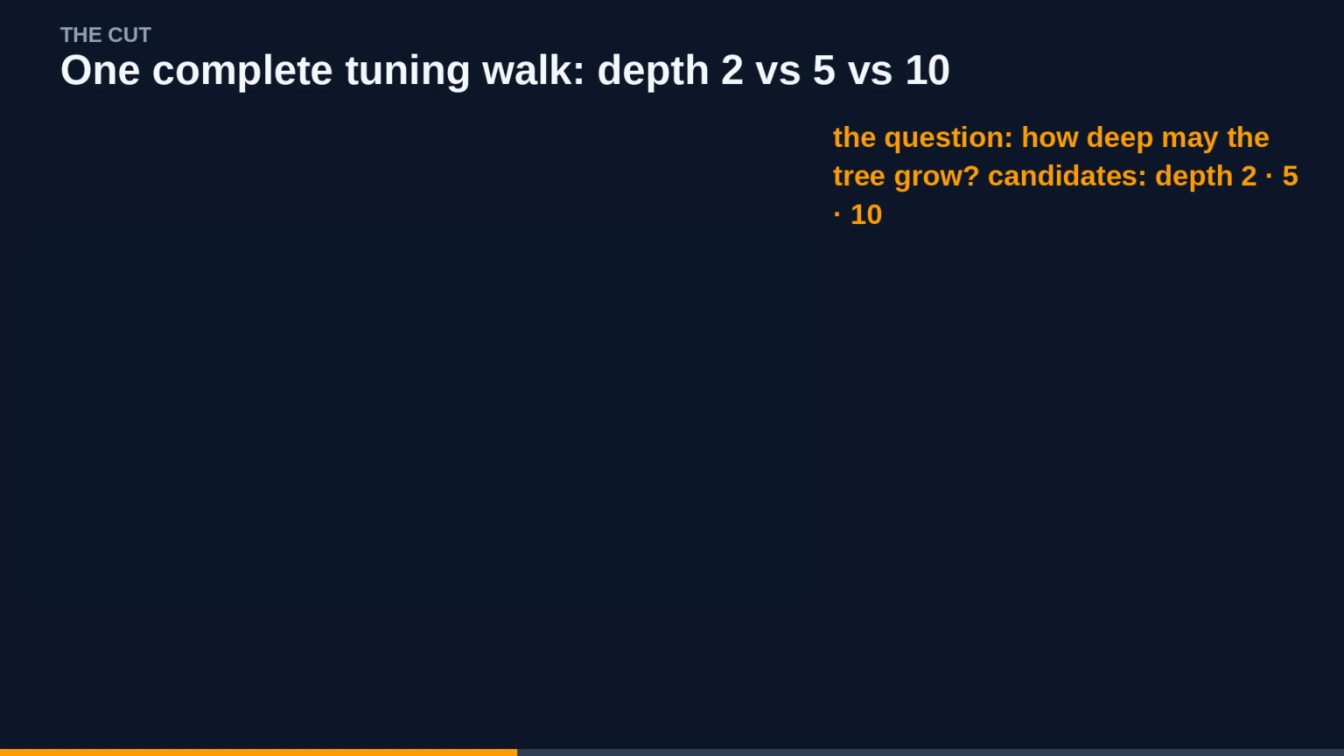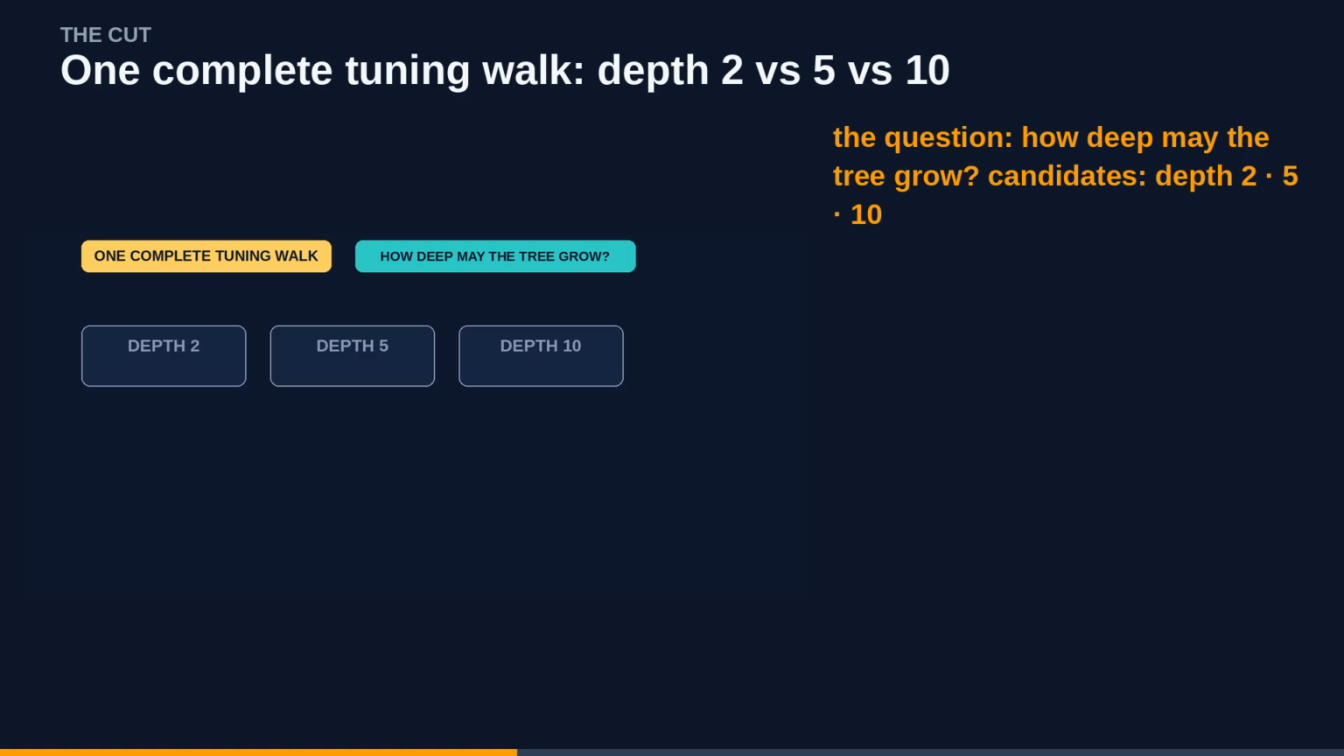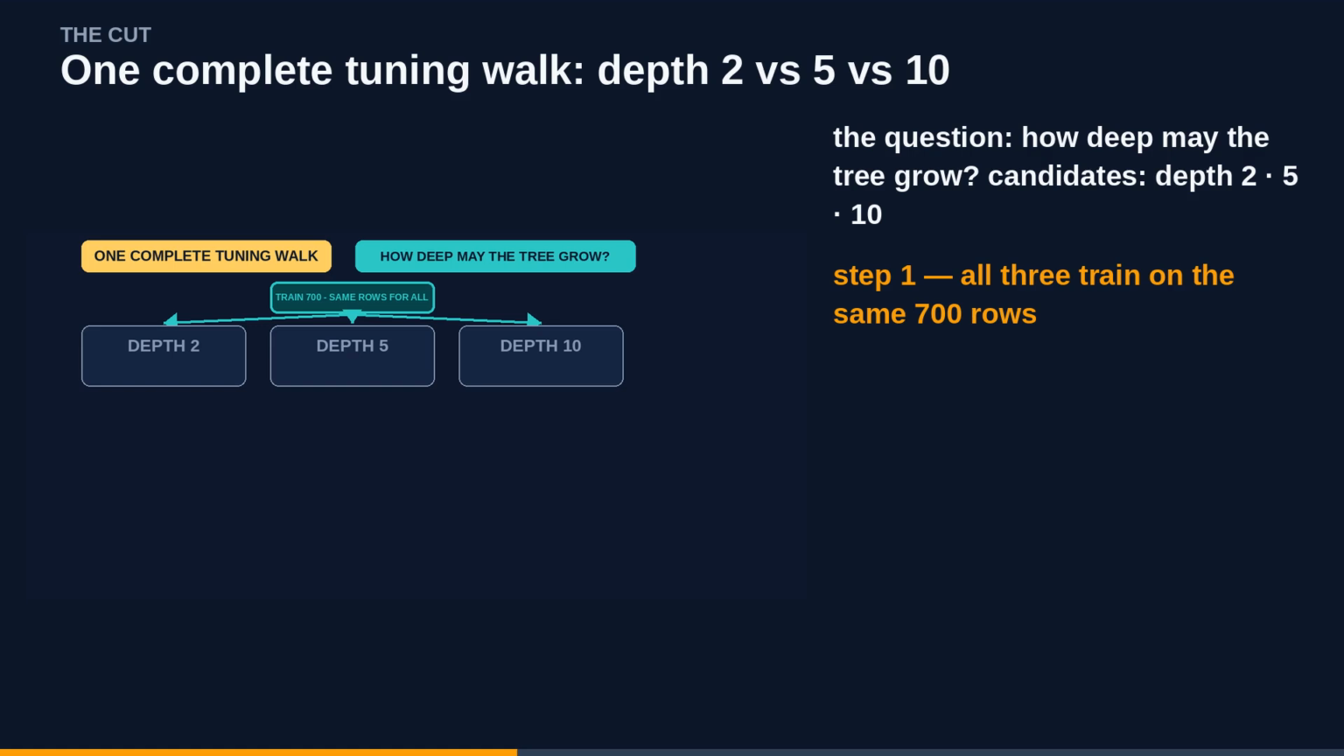So let us watch one complete tuning walk, start to finish. The question on the table, how deep may the rent predicting tree grow? The candidates, depth 2, depth 5, and depth 10. Step 1, train all 3 candidates on the same 700 training rows.